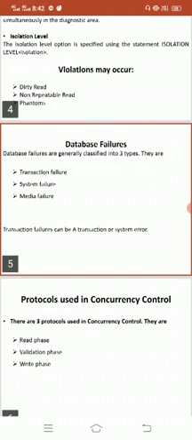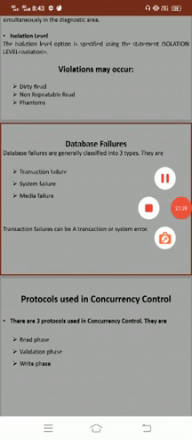The physical problems include problems such as power problem, air conditioning failure, fire, theft, overwriting disk or tapes, etc. These are the physical problems. So this is called system failure.